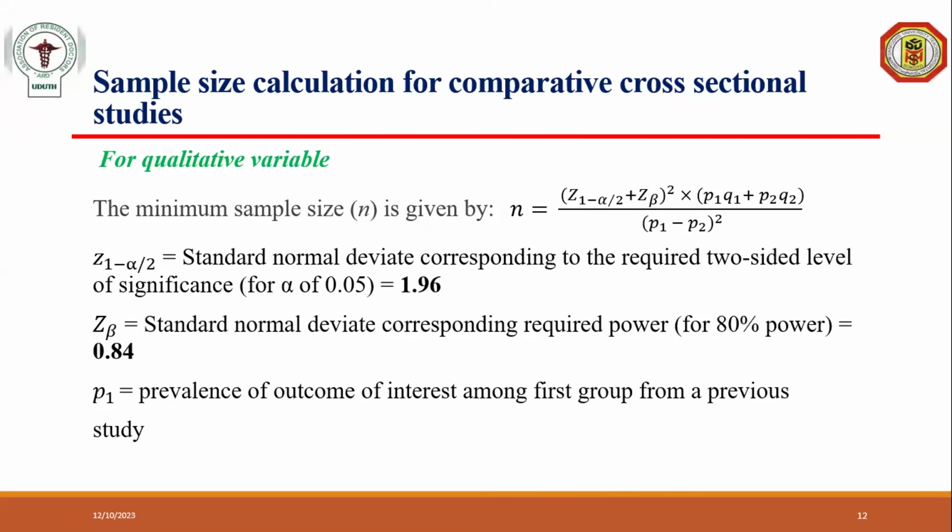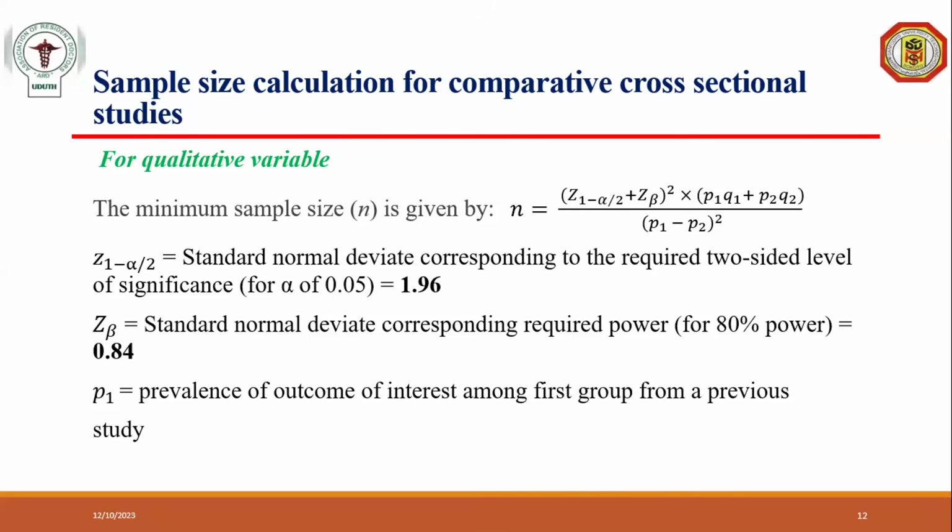So here we say our Z alpha is what? Standard deviates corresponding to the required level of significance, which is 0.05 and is equal to 1.96, as I have explained earlier. Z beta is the standard normal deviate corresponding to required power of the test, which is equal to 0.84, as we have explained earlier. Then P1 is the prevalence of outcome of interest among the first group from a previous study.